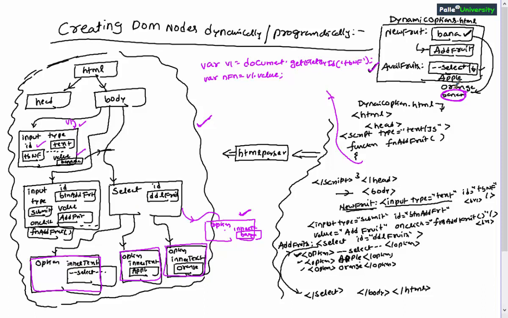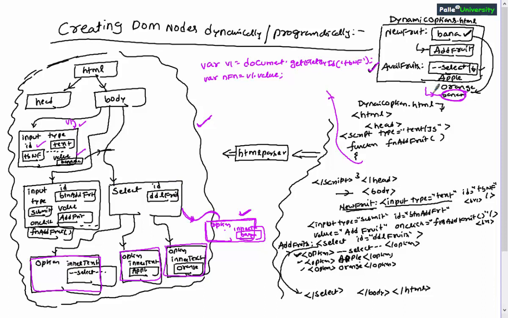I believe you understood the point. In case you want to add a new option in the drop down list, you need to create an option node inside the DOM tree with the inner text value as that newly given fruit name, and you add this newly created node as a child node of this select node. Then automatically that new element will be visible here.